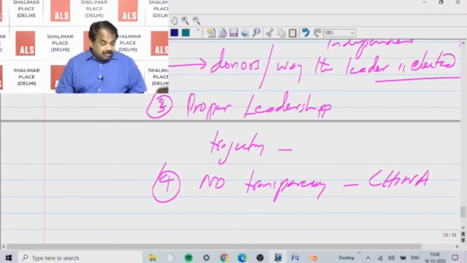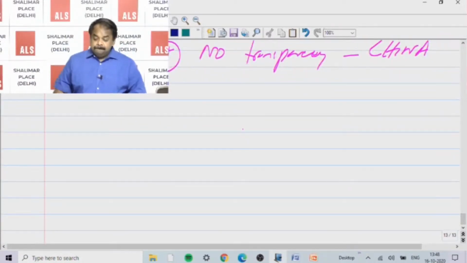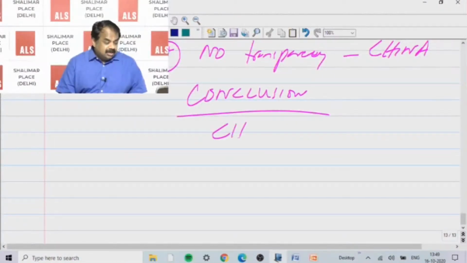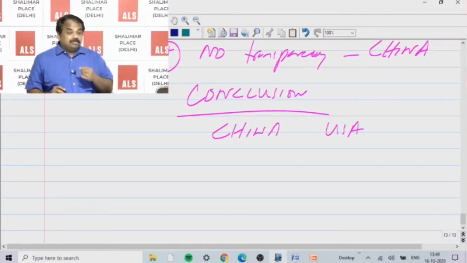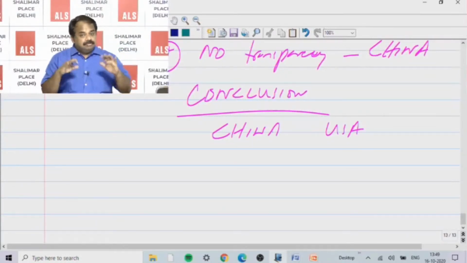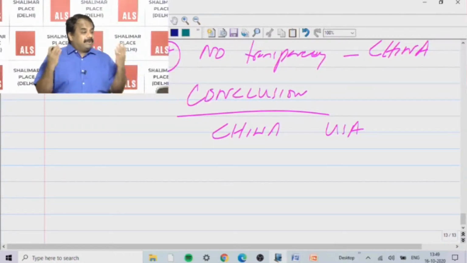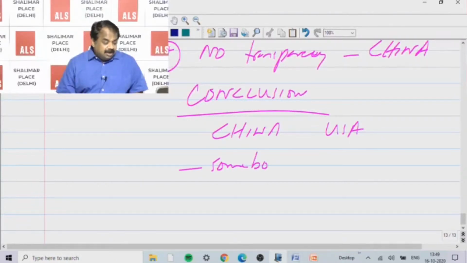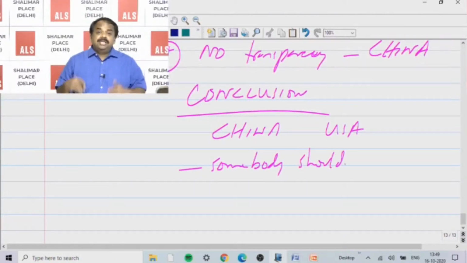So, what is the final conclusion? The final conclusion from my side is that both China and USA failed this world, because we expected a lot from the US. They did not take the right decision, the right leadership. China, fudging the data and manipulating, has actually allowed this epidemic to become a pandemic. And somebody should take the lead, even now, because we are in the midst of a pandemic.